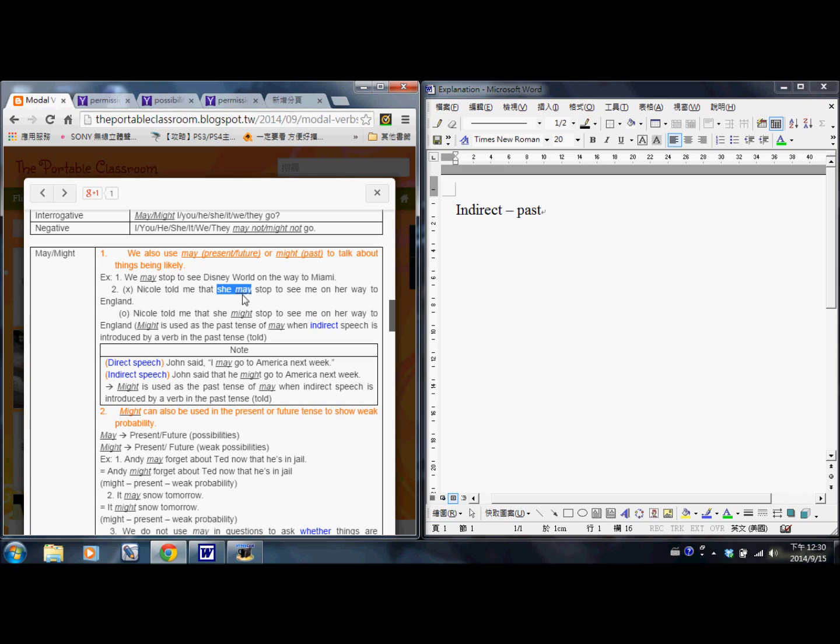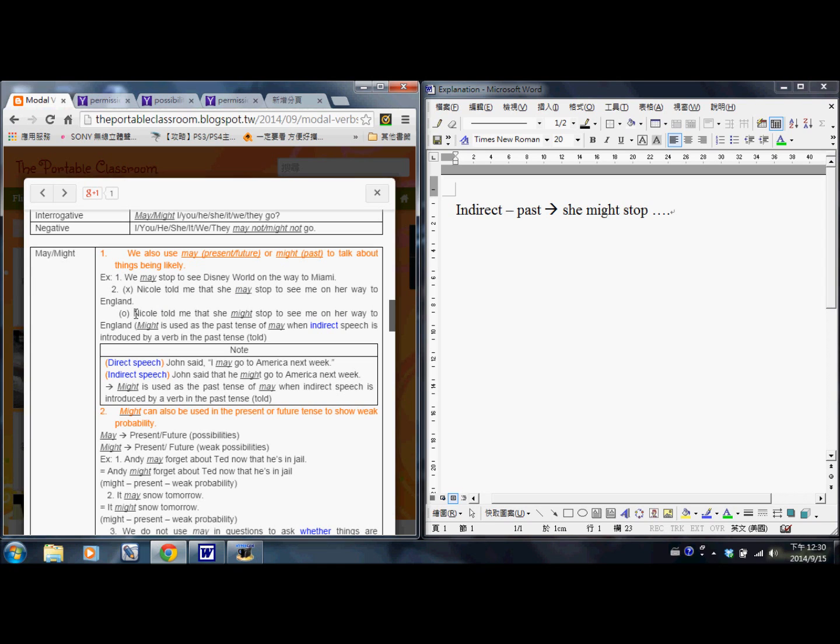The past tense of may is might. If you want to talk about what's possible in the future, we use may. So the correct sentence will be, she might stop to see me on her way to England. So you have to use might, this is correct, instead of may, incorrect, for the past.